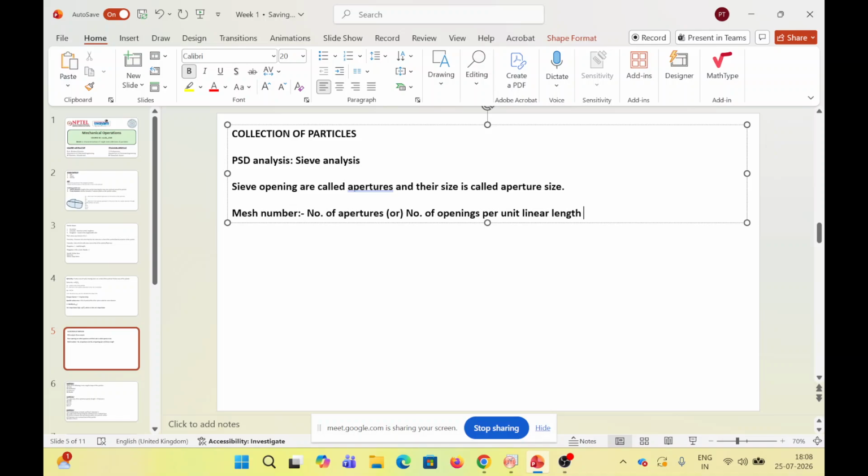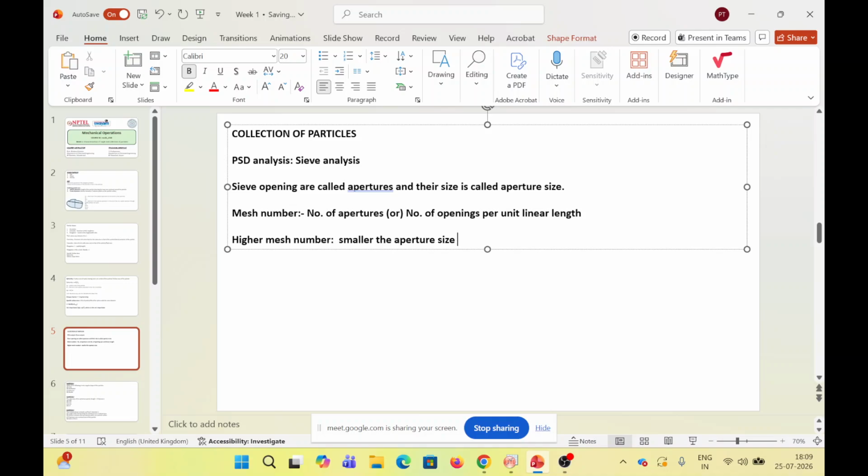So higher the mesh number, it means smaller the aperture size, right? It makes sense, because you are going to have more openings in a particular length. So each opening is going to become small. That's what I mean: higher the mesh number, smaller the aperture size.